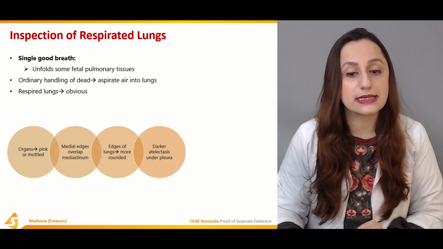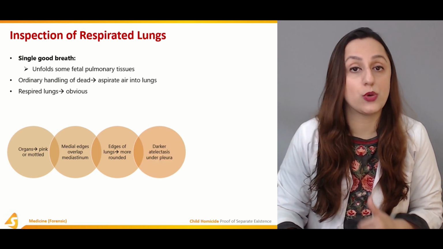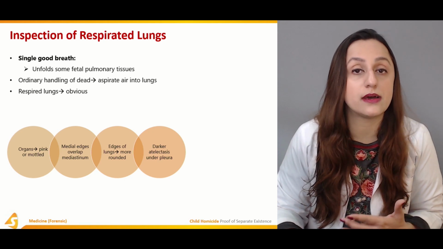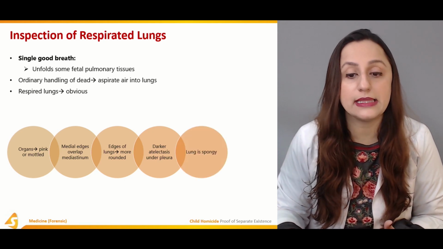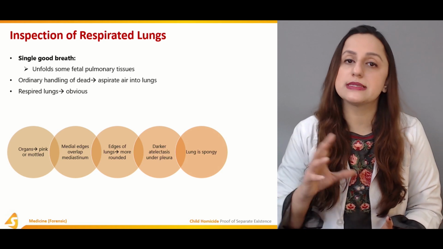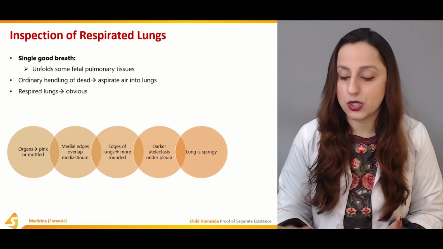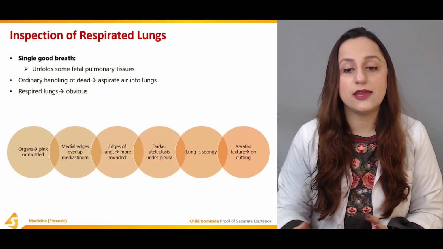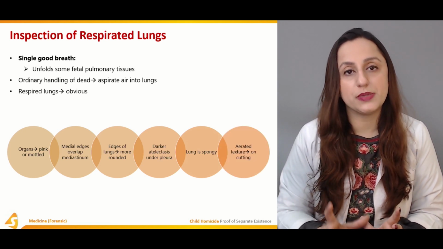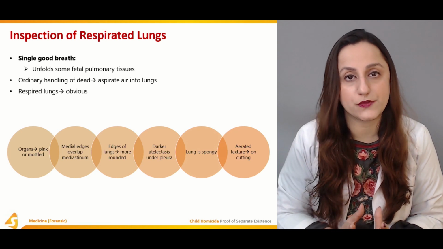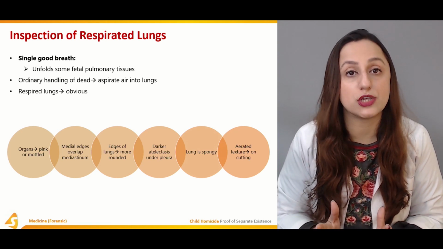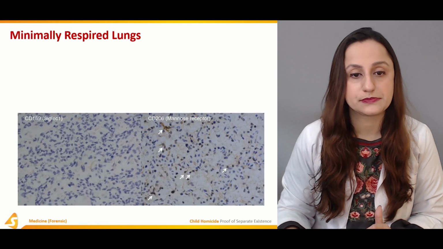The darker atelectasis under the pleura is also one of the signs of the respired lungs. And then the lung is quite spongy. So it's going to be a pink, spongy lung. The darker atelectasis are going to be present, and the aerated texture is going to be there if the sections are cut from the lung and sent to the chemical pathologist for further assays.